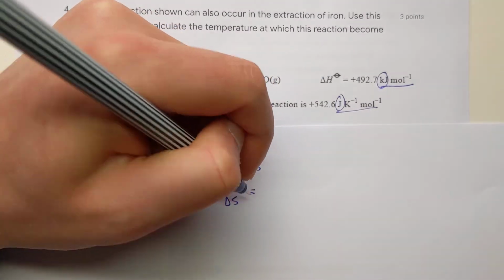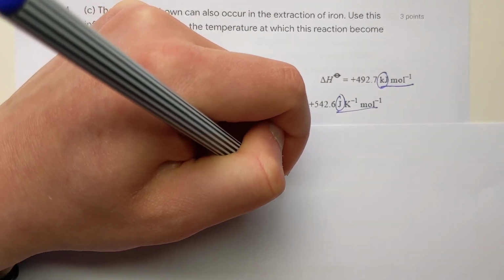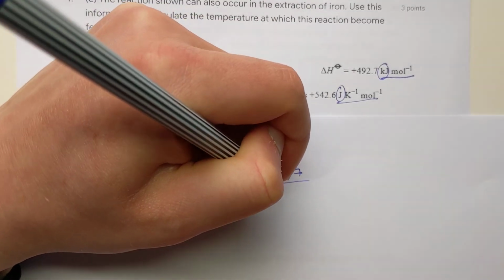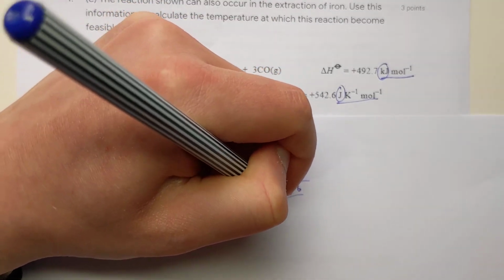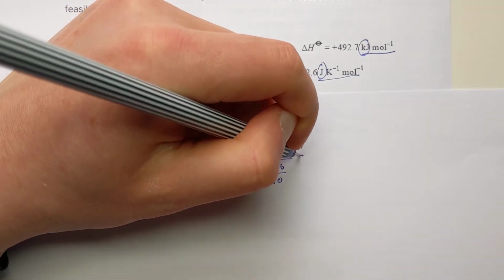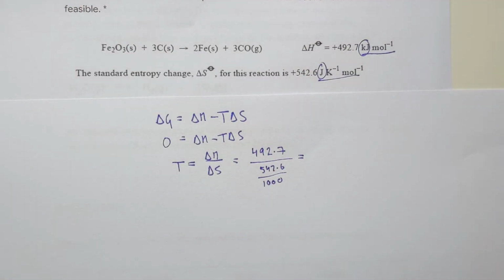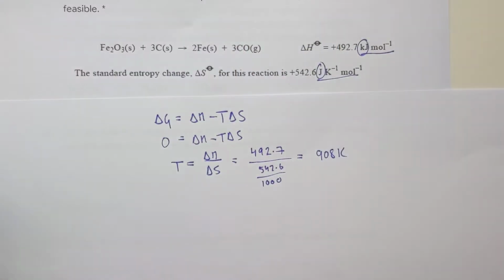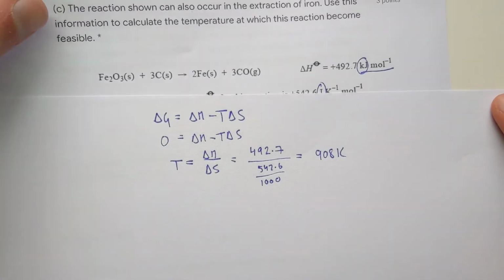So in terms of what this sum actually looks like, it's going to be 492.7 on the top, divided by 542.6 over 1000. Remember, on most calculators you can just put a fraction within a fraction without too much bother. Just hit equals, and then your temperature will come out as 908 Kelvin. So it's a standard question.